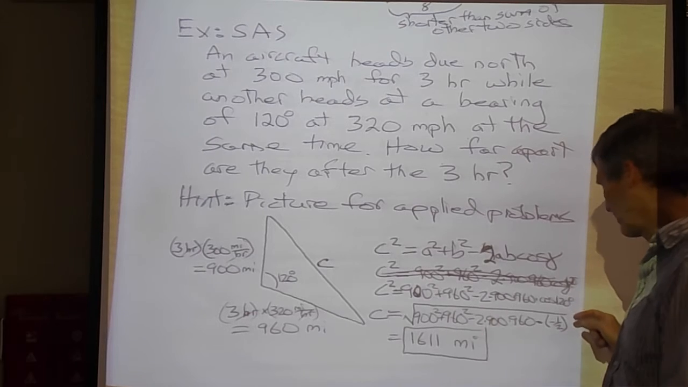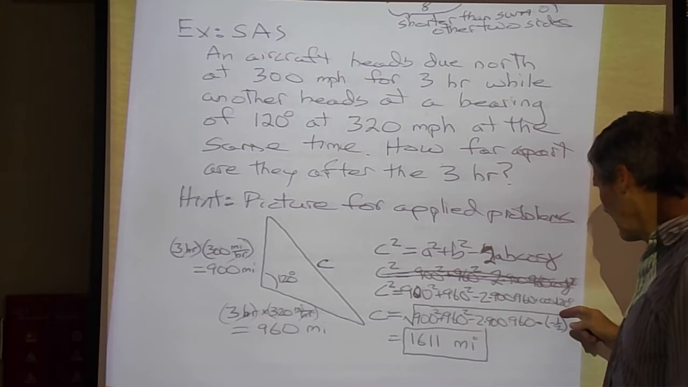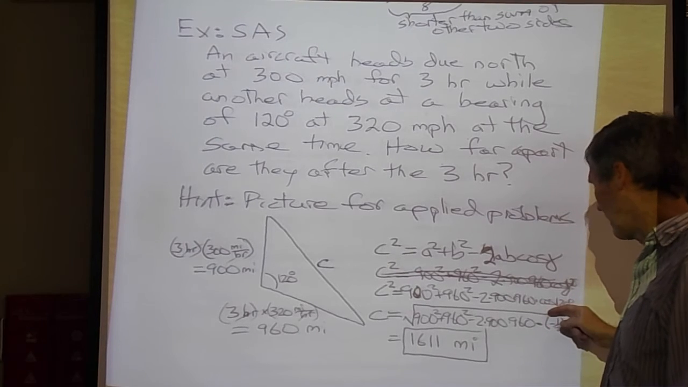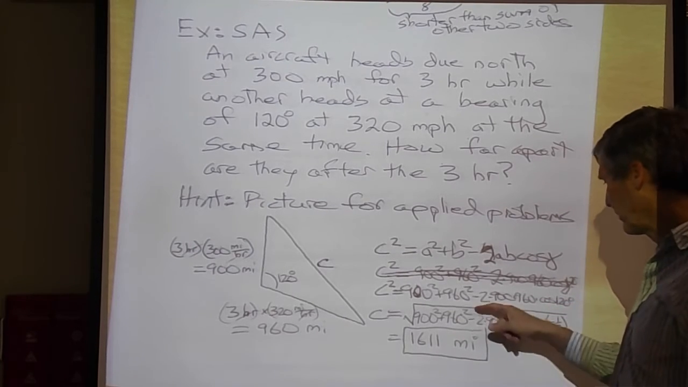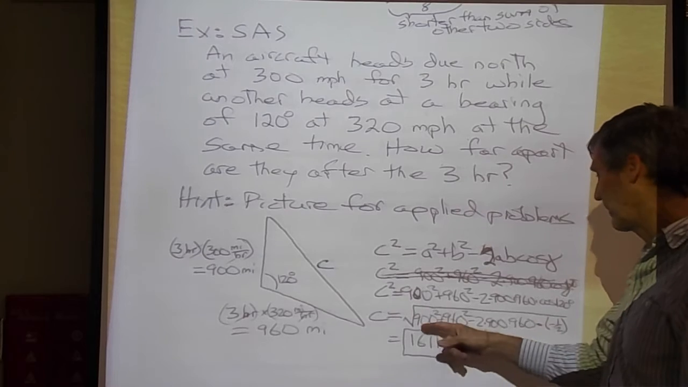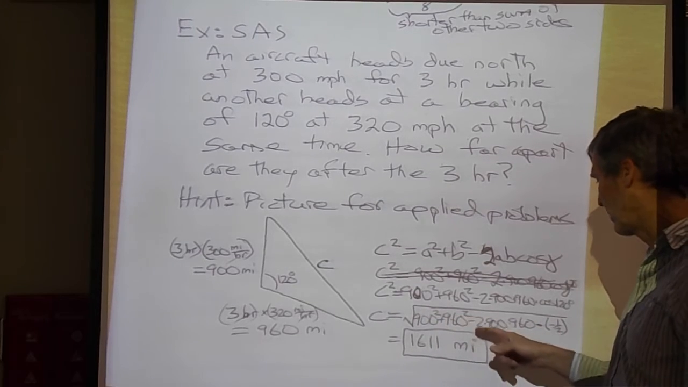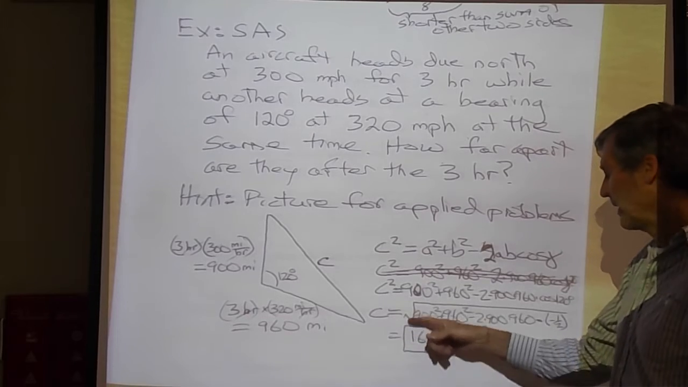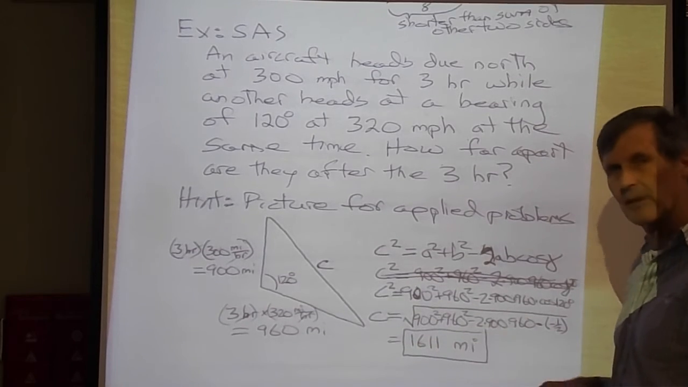You can put it in the unit circle and draw a little triangle. Or maybe you can just figure it in your head by this point. Cosine of 120 degrees is minus a half. So the 2's cancel and the minus cancels. You've got 900 squared plus 960 squared minus 900 times 960, all this other stuff canceling. If you take that square root, you've got 1,611 miles.